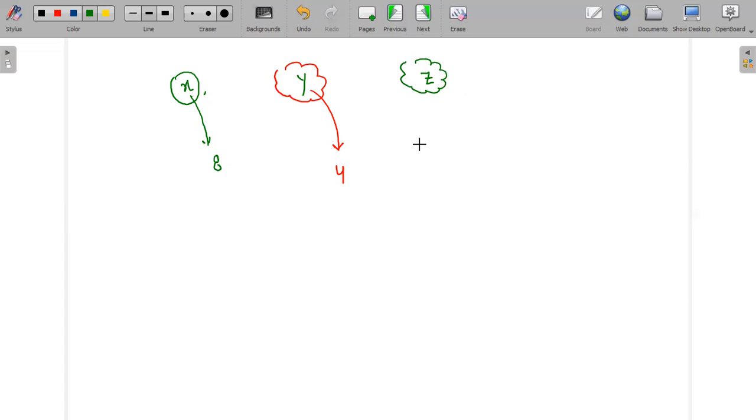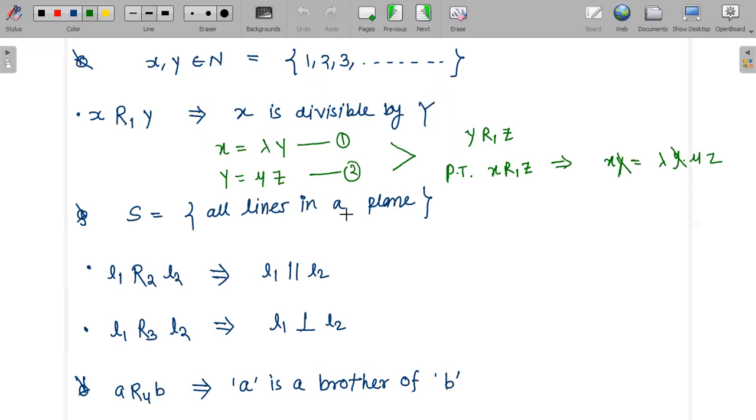You may consider z can be equal to 1, or even you may consider z is equal to 2. So if you are taking some other values apart from x and y, let it be 2. So you need to prove that 2 completely divides 8, which is an obvious thing. So thereby we prove that your relation number 1, or relation R1, is a transitive one.